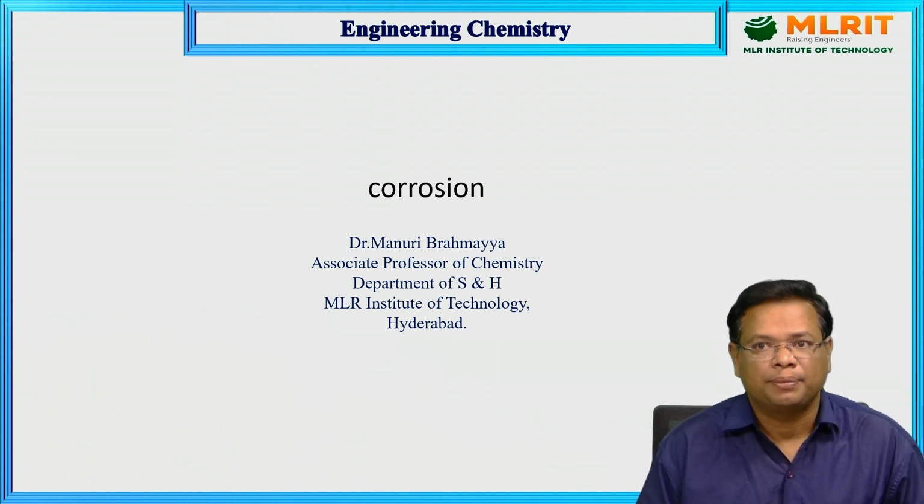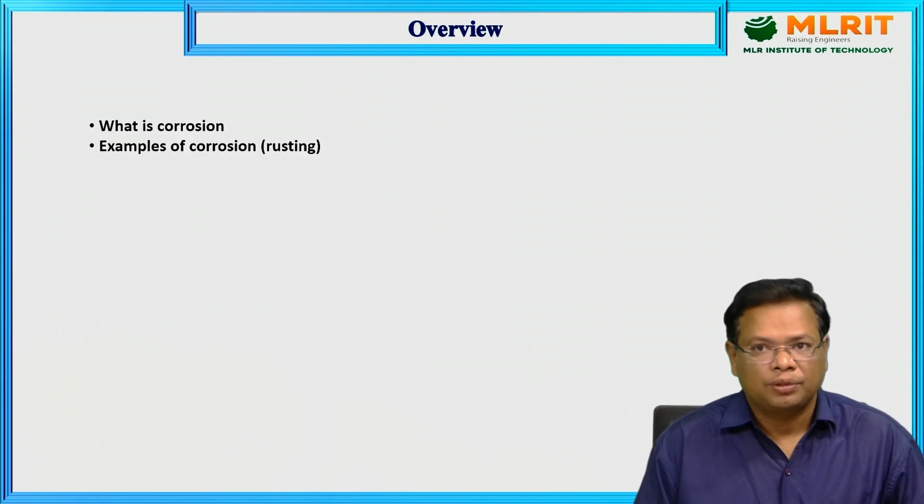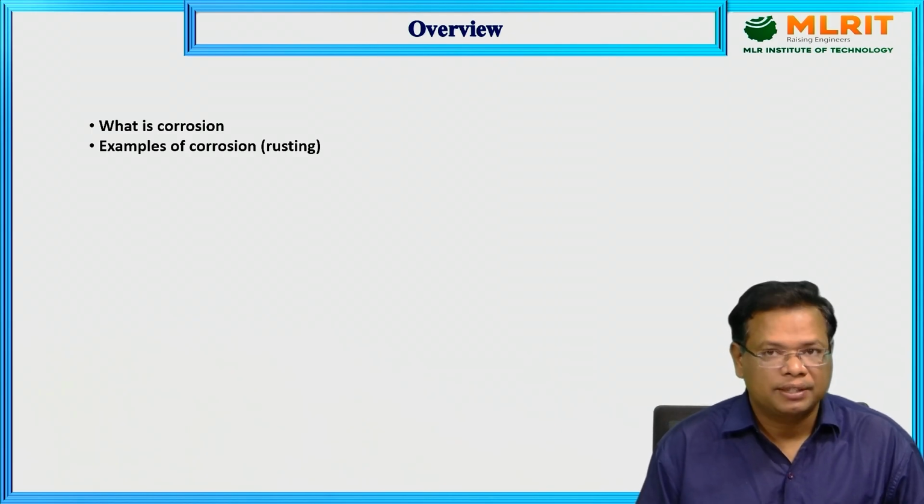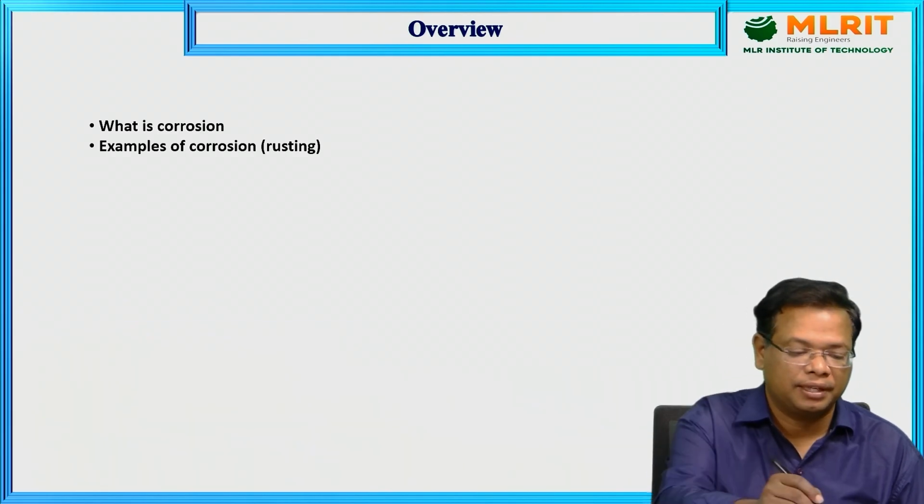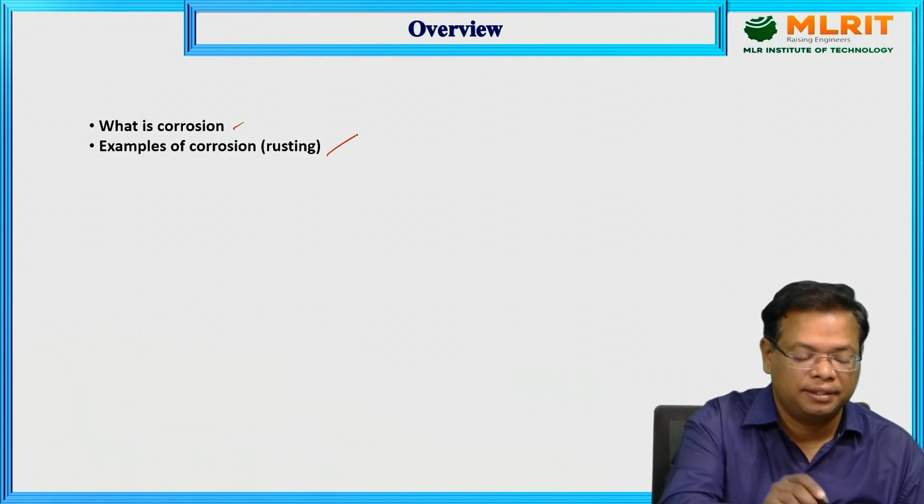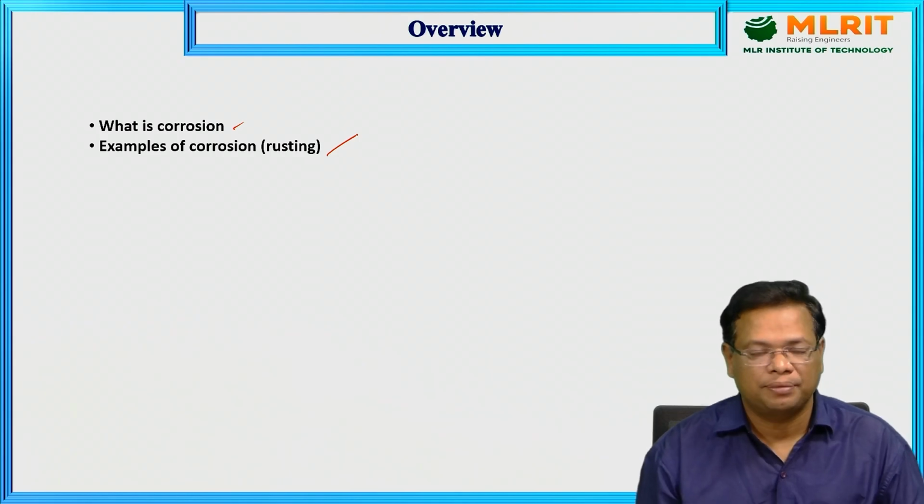Today I am going to talk about corrosion. So the question is, what is corrosion? And an example of corrosion is nothing but rusting. So we have to talk about what is corrosion and examples of corrosion. Of course, it is rusting.